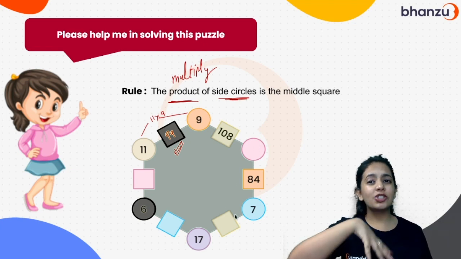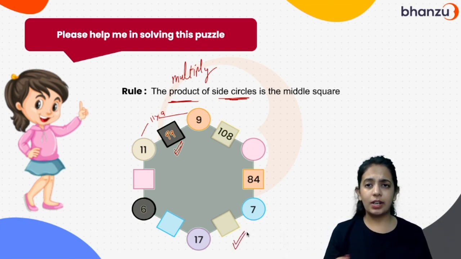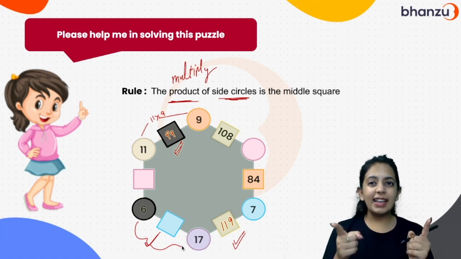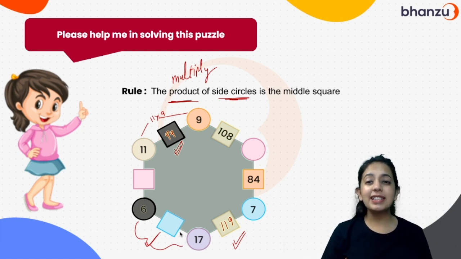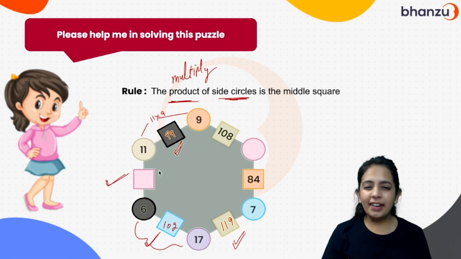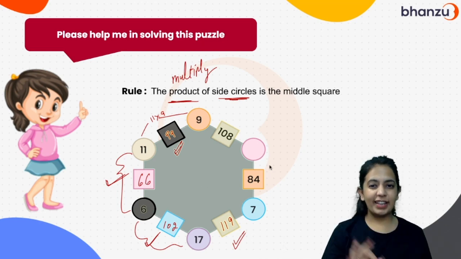Now similarly, let's choose another square box. For example, this one. So what is 17 times 7? Yes, it's 119. Amazing. Now let's move on to this square. So what is 17 times 6? Because you have to multiply the side circles. So the answer is 102. Perfect. Now, how about this square? Again, you have to multiply the side circles. So what is 11 times 6? Yes, that's 66. Amazing.